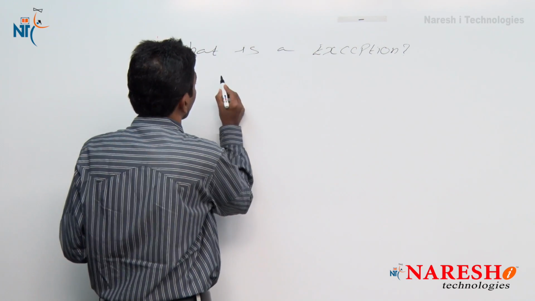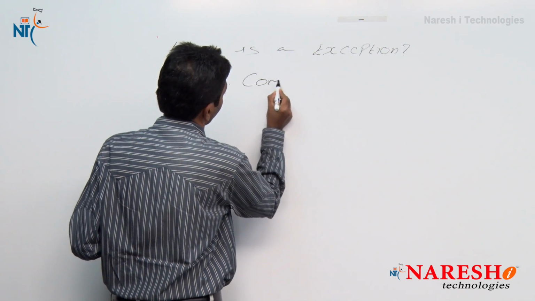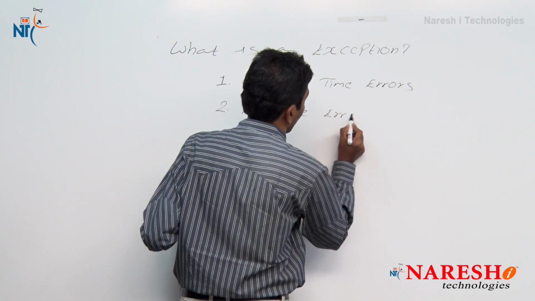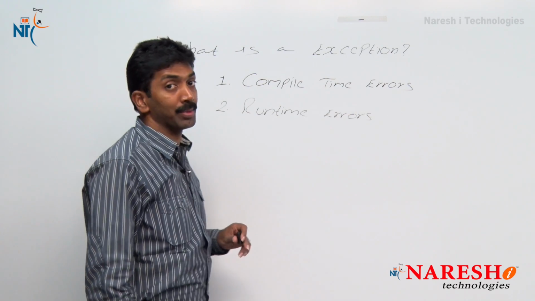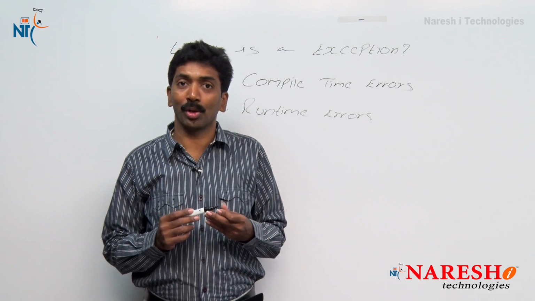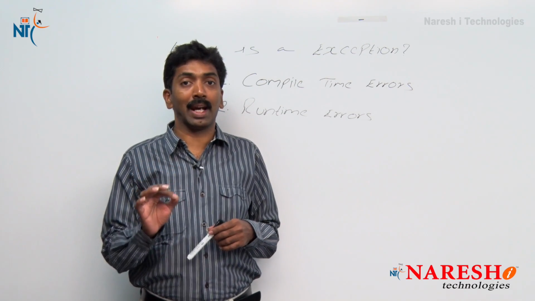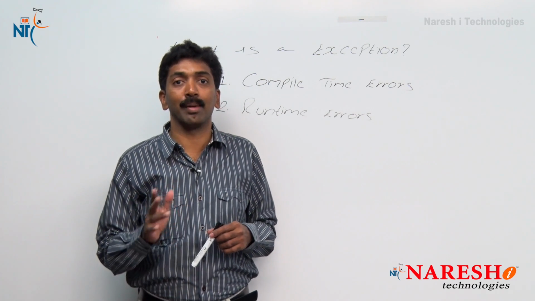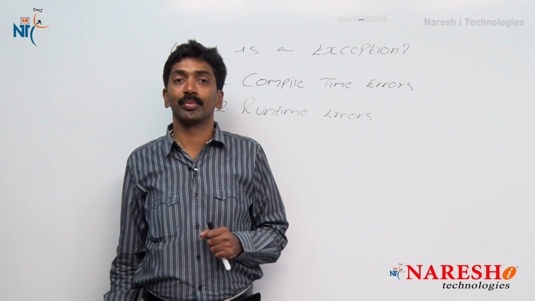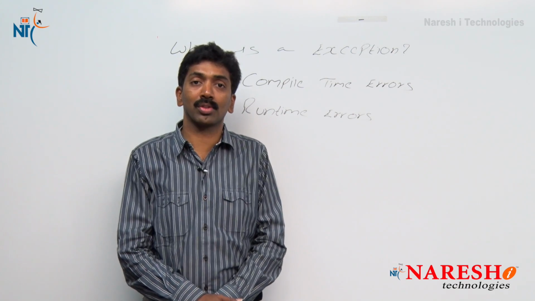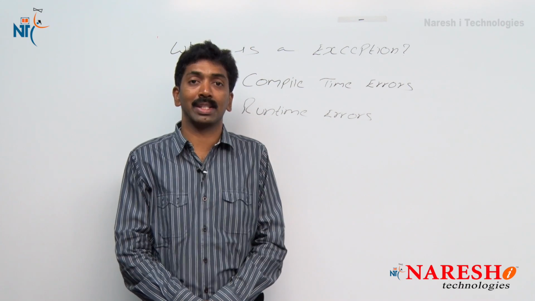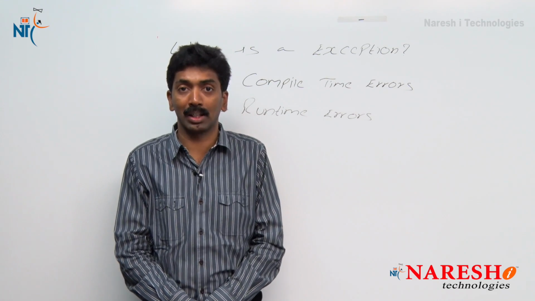First, compile time errors, and second, runtime errors. The two different types of errors are compile time and runtime. What is a compile time error? An error that occurs in your program due to syntactical mistakes is what we call a compile time error. You forget to end a statement with a semicolon, strings are not enclosed in double quotes, curly braces are not properly closed. All these come under syntactical mistakes, and we call them compile time errors.